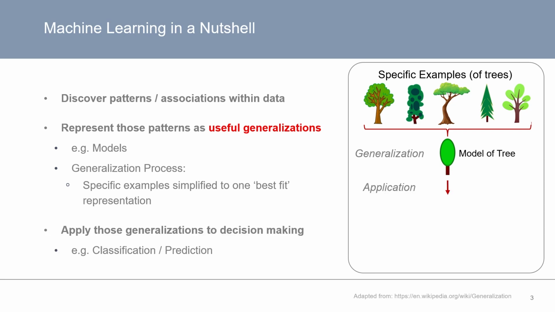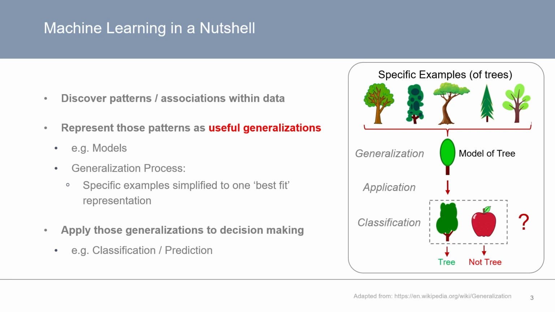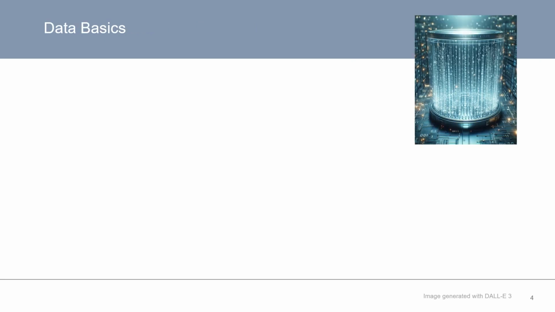Later, we can apply these generalizations to decision-making, for example, classification or other forms of prediction. Again, on the right, we see two additional cartoons which we're trying to label with the model, predicting each to be either a tree or not a tree. Now let's review some essential basics of data.